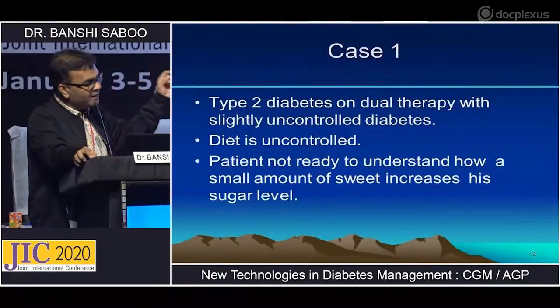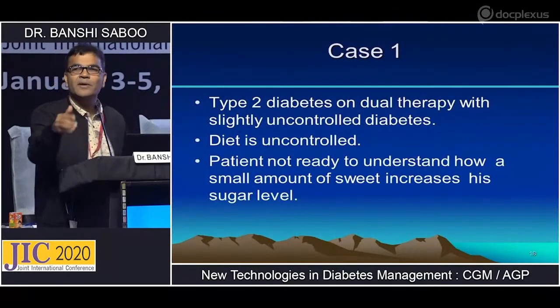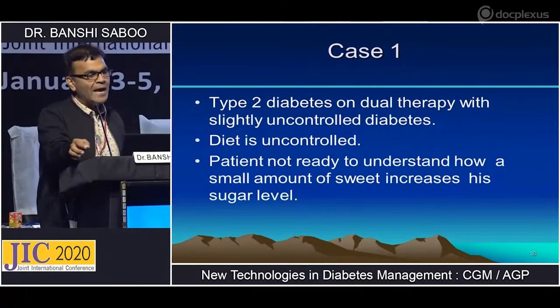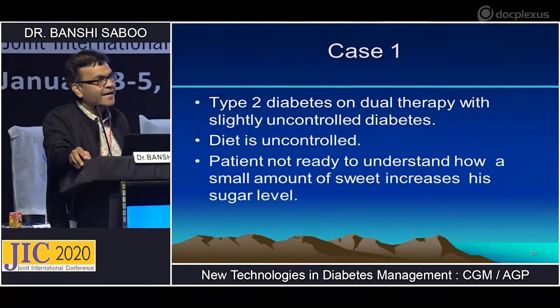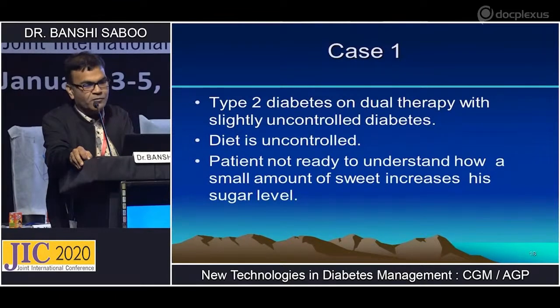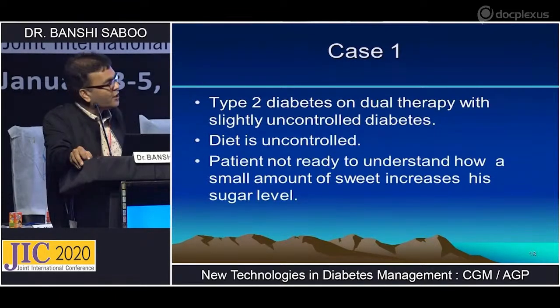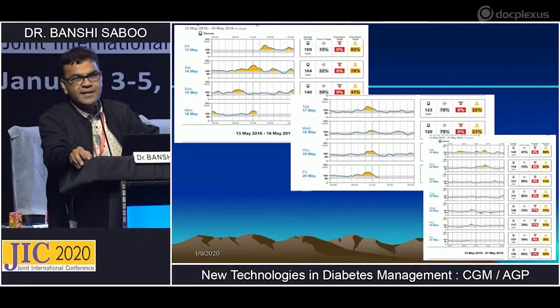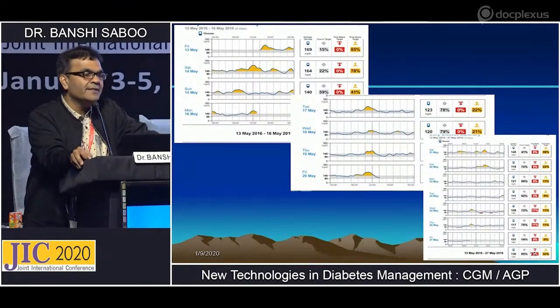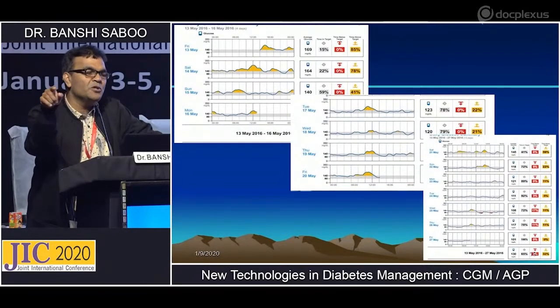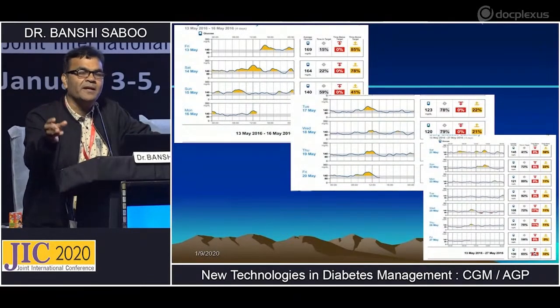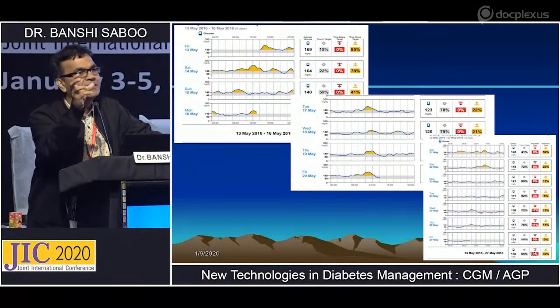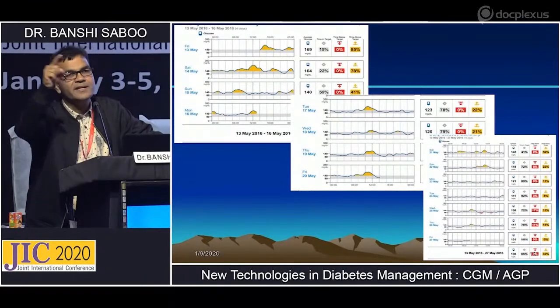Let me explain this time in range with some cases, and how it educates the patient. A type 2 diabetic patient on dual therapy with slightly uncontrolled diabetes, whose diet is uncontrolled, was not ready to understand how a small amount of sweet increases his sugar level. We just put the patient on continuous glucose monitoring, and after 4 days, you can see the post meal sugar was high, and we explained to the patient how even a small amount of sweet along with his meal increases the sugar level.